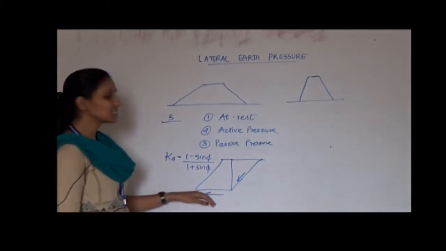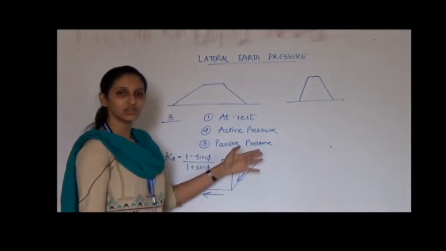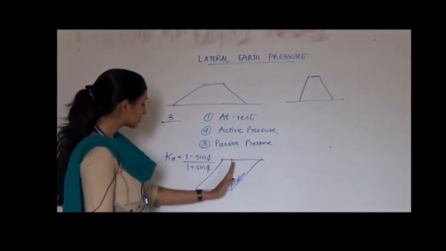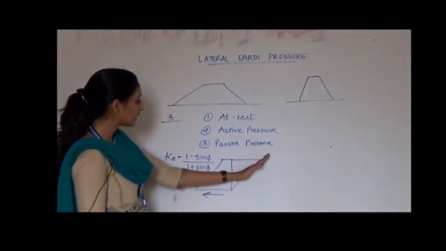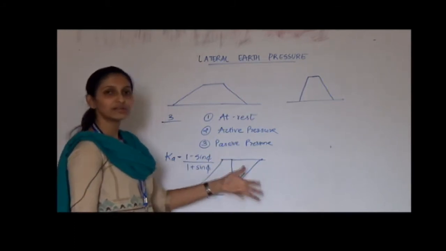Now in this case plastic equilibrium exists because the soil mass is on the verge of failure, as the wall is moving away from the soil, which was at rest, and it just moves away so that it will fail.